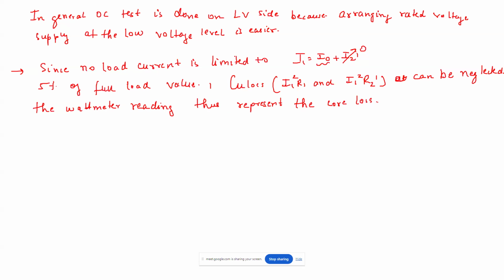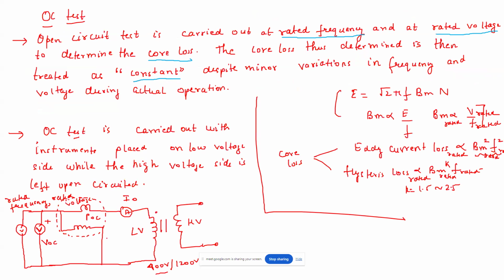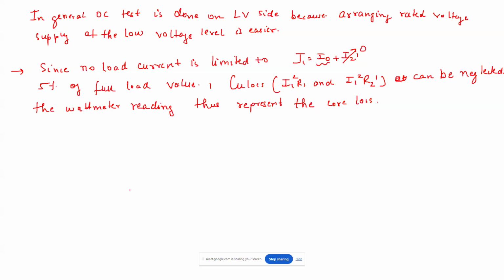So if you do the open circuit test and you have placed this wattmeter, this POC which it is measuring is nothing but the core loss, because I1 square R1 becomes I0 square R1, and I0 is very small, 5% of the full load value. That is why these copper losses can be neglected. So it is generally considered that the wattmeter reading does represent the core loss. Okay, so that is the reason.